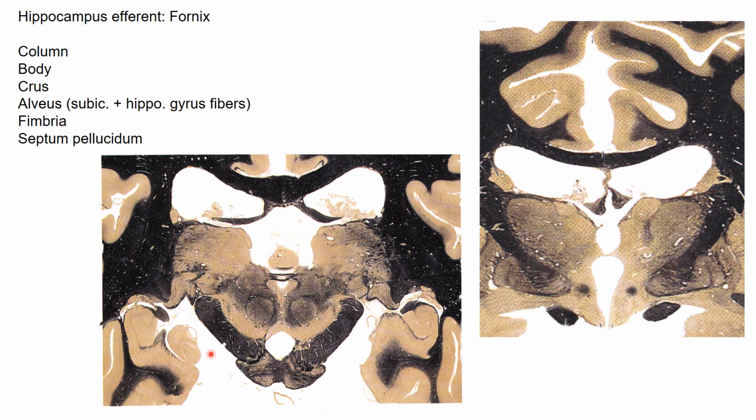Okay, so now we have some more cross sections, our best friends. We've seen these a billion times, but now we're going to point out something new on them, the fornix.